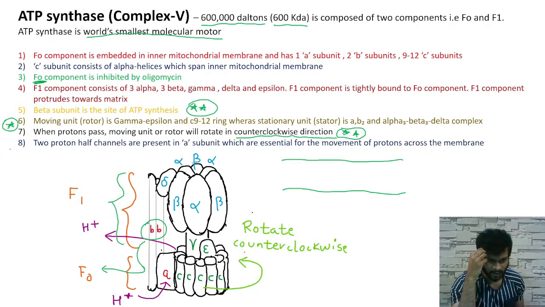Two proton half channels are present in the A subunit, which are essential for the movement of protons across the membrane. So the A subunit will have two proton half channels, which are very much essential for the movement of protons across the membrane. So these points you have to remember.